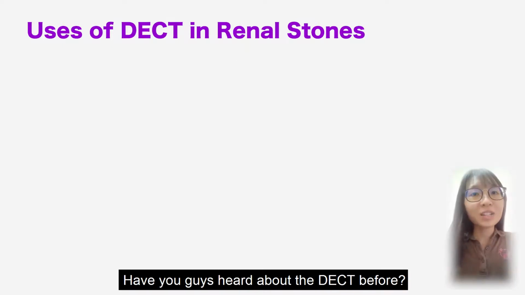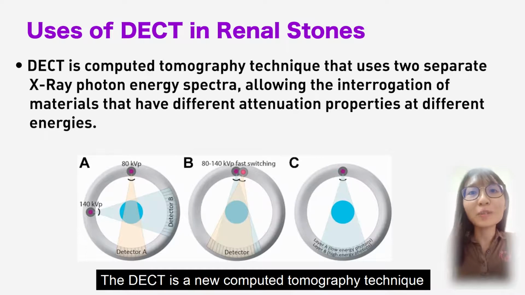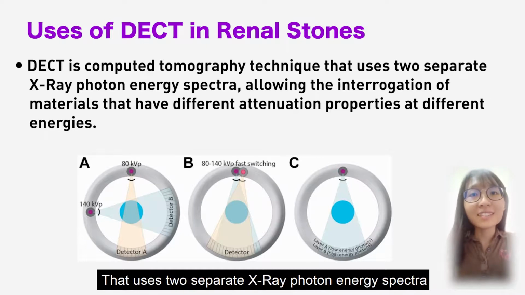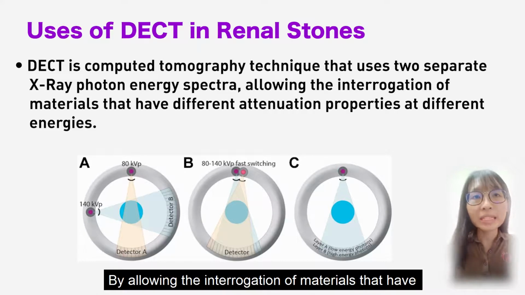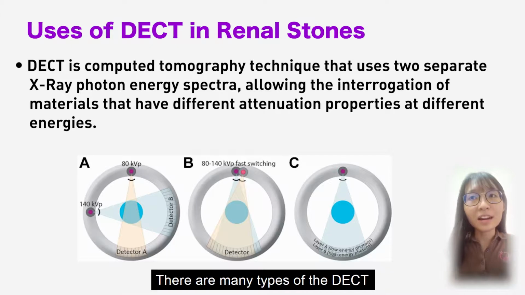Have you guys heard about the dual energy CT before? The dual energy CT is a new computed tomography technique that uses two separate X-ray photon energy spectra, allowing the interrogation of materials that have different attenuation properties at different energies. There are many types of the dual energy CT.